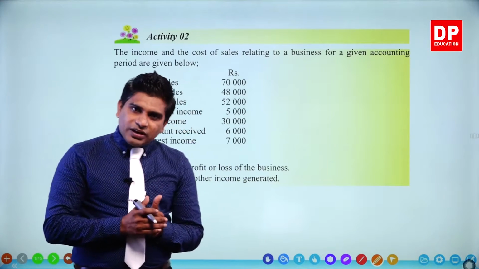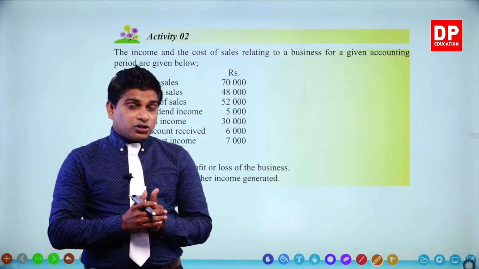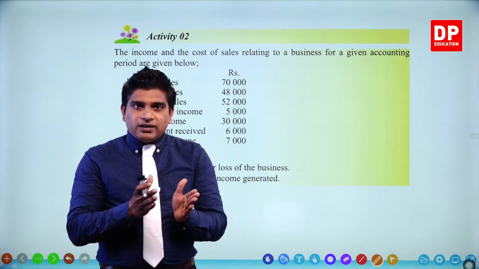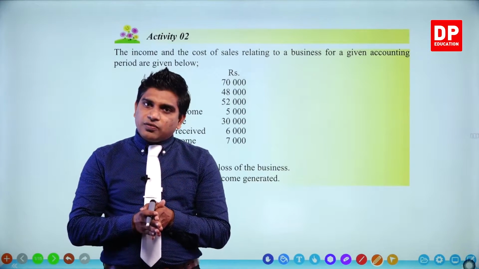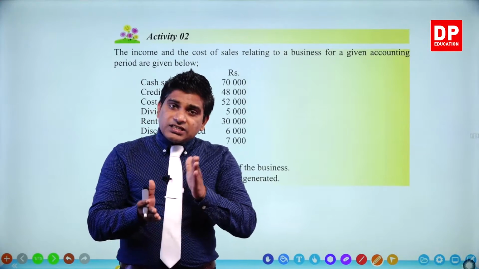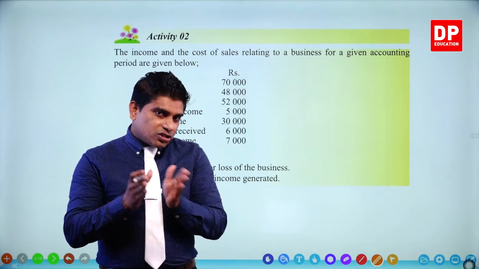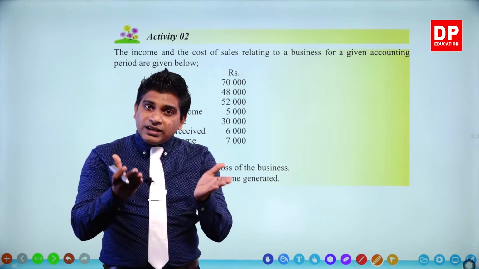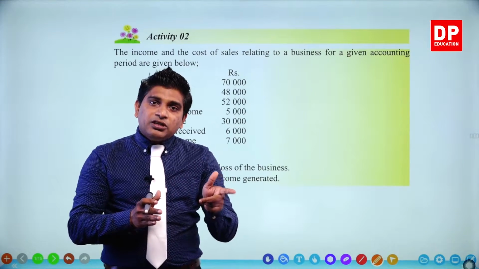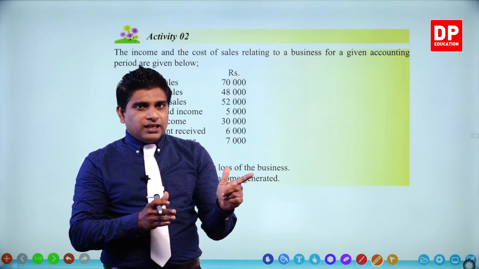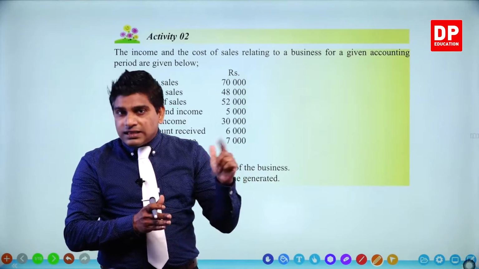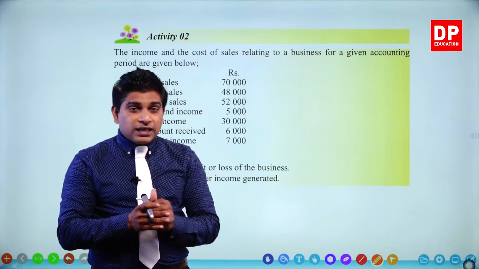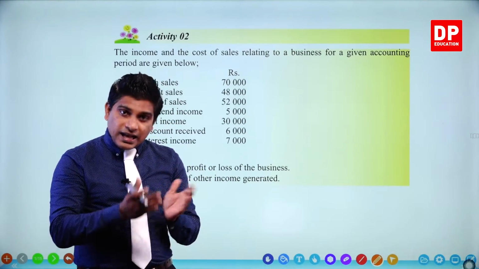To calculate gross profit, we consider cost of sales and sales income. From the sales income, when you subtract cost of sales, you can see gross profit. If your sales income is more than cost of sales, you get gross profit. Sometimes you may earn a gross loss. That time, cost of sales is more than sales income, then you earn gross loss. These are the things we did in the last chapter.